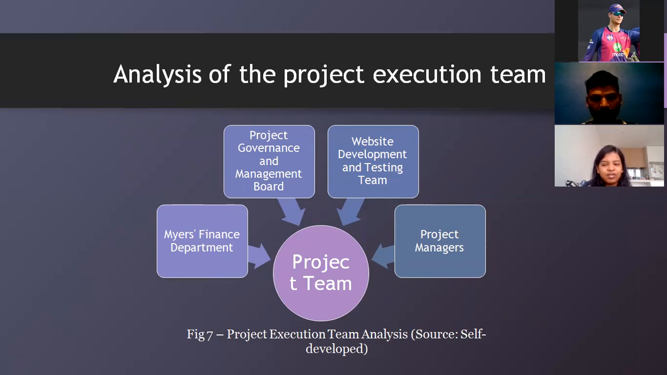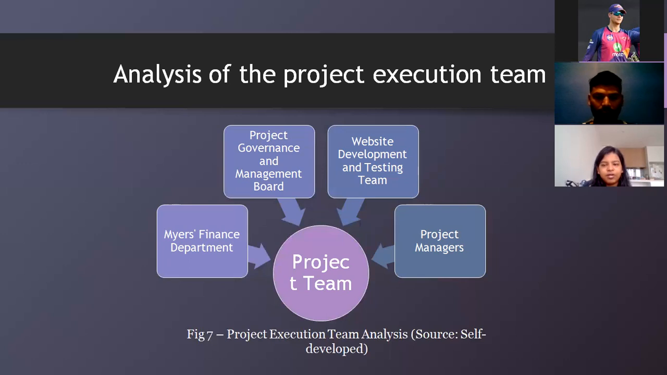Due to this fact, the project faced issues such as being unable to handle huge traffic, the crash downs of the website, the slow website speed, and frequent crash downs. Coming to the analysis of the project execution team, there are four main departments who played a major role in executing the Myers website project.